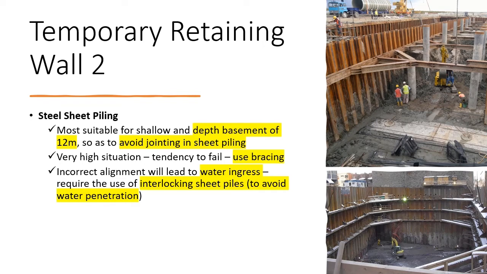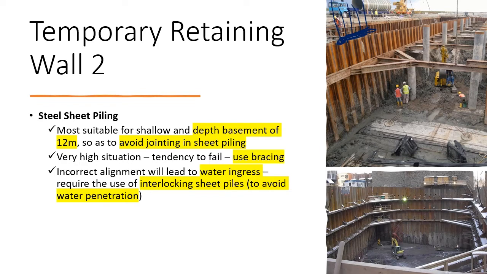Steel sheet pile is most suitable for shallow depth of basement, around 12 meter height, so as to avoid jointing in sheet piling vertically. Maksud saya, sebab sheet piling ni selalunya dia akan datang dalam 12 meter. So kalau kita ada basement yang lebih dalam daripada that 12 meter, then we need to do vertical jointing. Okay, so sheet piling mungkin akan diletak kat atas ni. And because you want to avoid that, limitkan ke 12 meter.